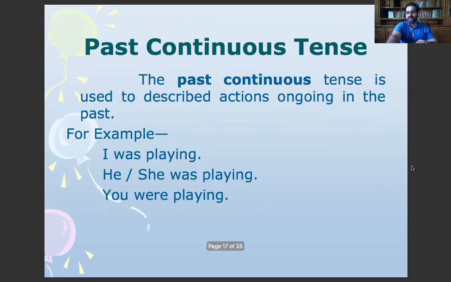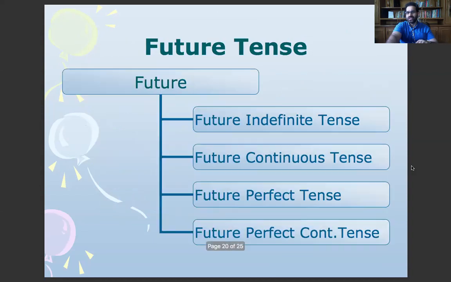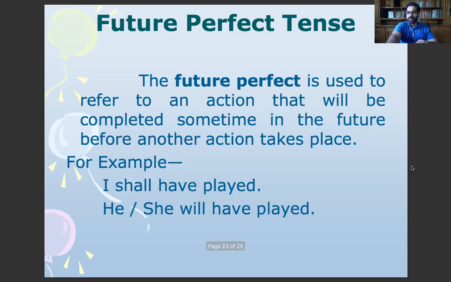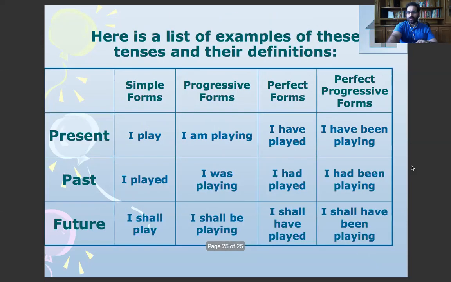And the past tenses likewise, I have discussed it in detail with you, but there are a few things which we need to mention. Let's go into that. Now, this is the most important slide, which after the previous rule slide, is important. So here is a list of examples of these tenses and their definitions. So present, they have used a word play here. So I play, I am playing, I have played, I have been playing. I played, I was playing, I had played, I had been playing. I shall play, I shall be playing, I shall have played, I shall have been playing.